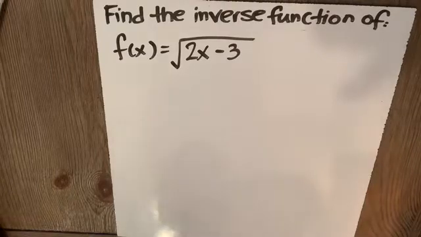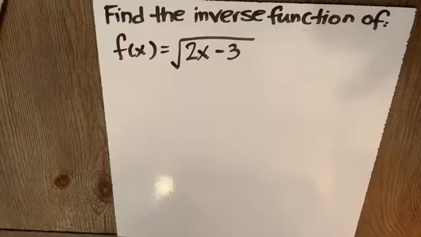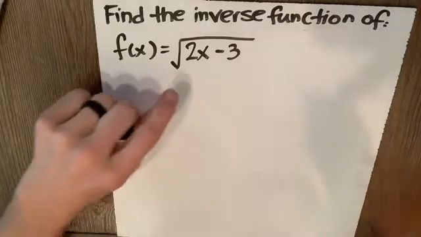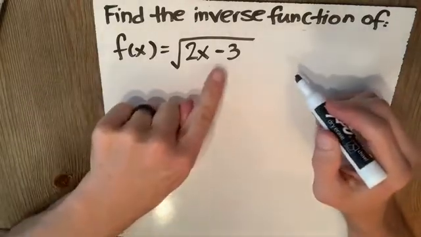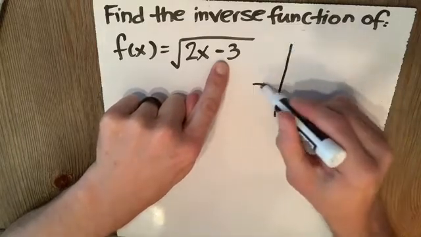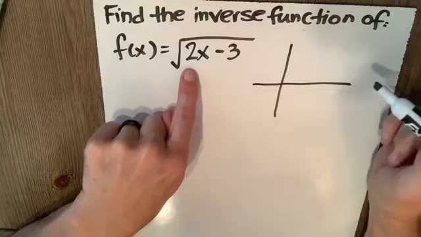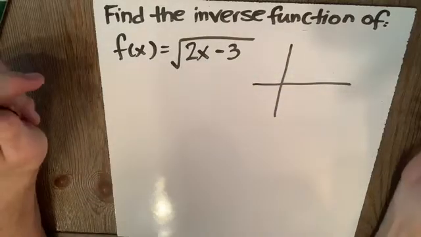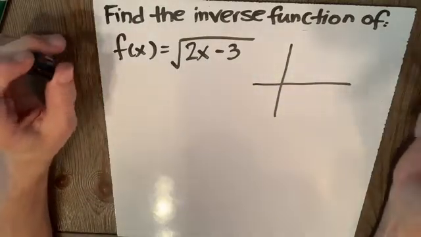I know my parent function, the square root, y equals square root of x, is a function that passes the horizontal line test, so it's got to be a one-to-one function. And what am I doing to that function? I'm moving it to the right 3, and the 2 inside is a horizontal shrink by a factor of 2.